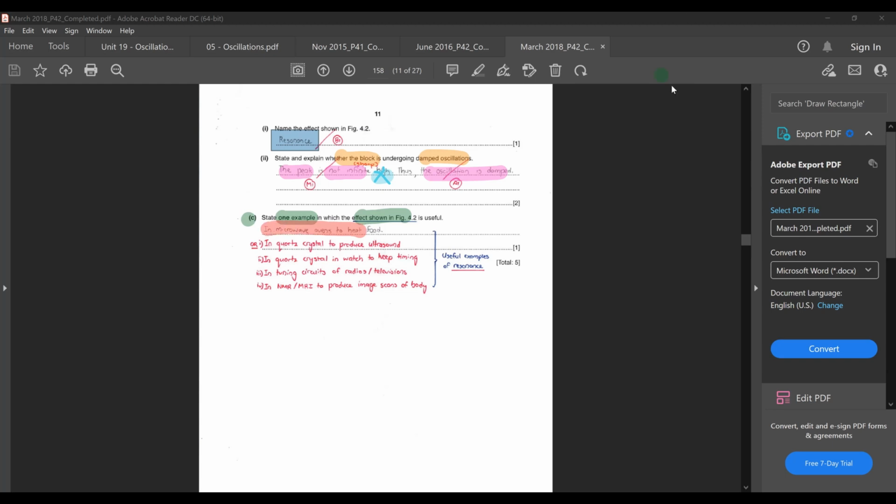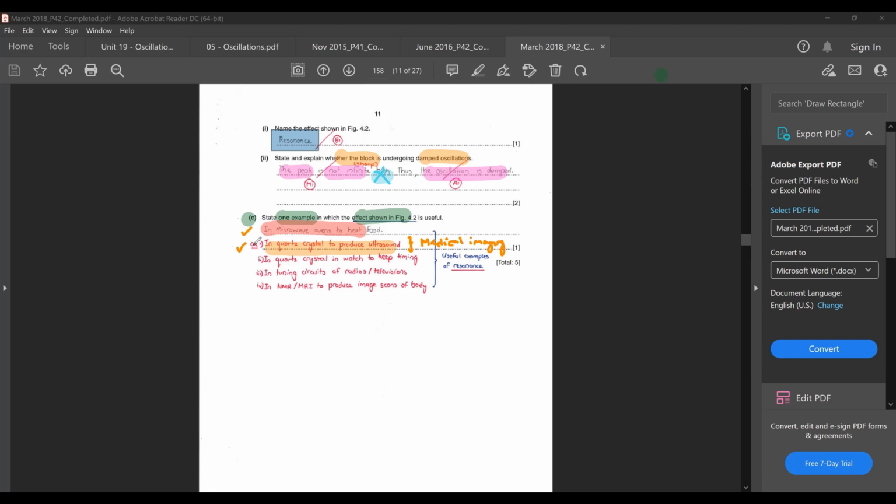Then there are two other answers that you can probably use. There's another answer you can actually use. In quartz crystal to produce ultrasound. This one you will revisit in another different chapter called medical imaging when it comes to production of ultrasound. So examples where resonance is useful, you can take these two examples. You can remember these two examples.